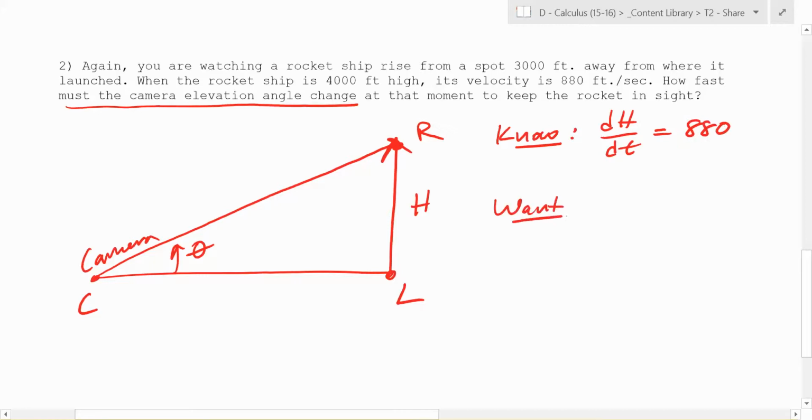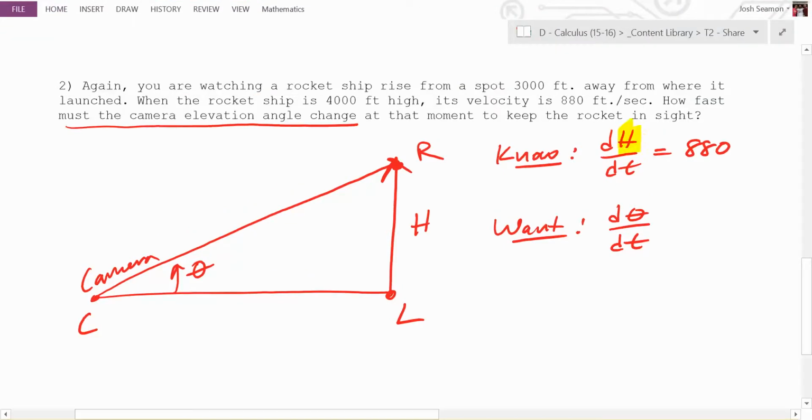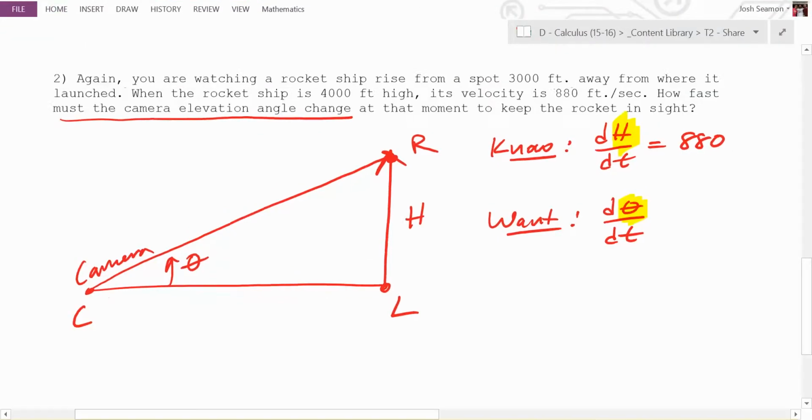What do you want? Can someone tell me what you want? The rate of change of what that I've labeled there? Theta. You want d theta/dt. Link theta and h together. That is absolutely correct. You want to link h and theta. What function can we use to link h and theta?